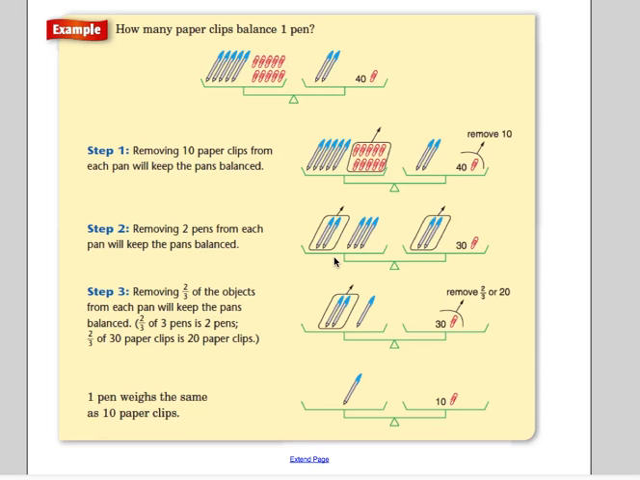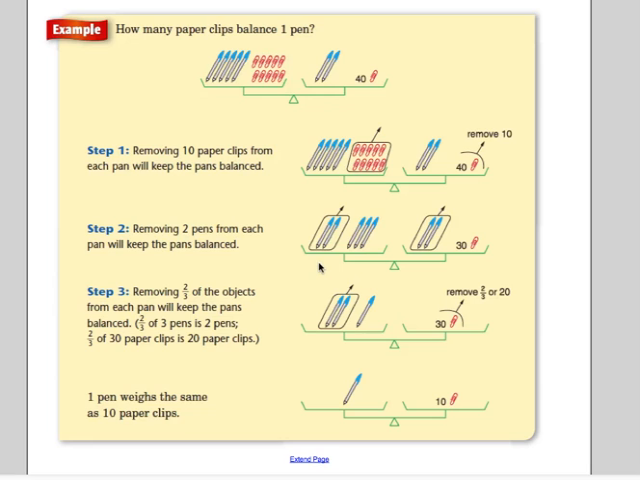Second step, I can remove 2 pens from each pan, and that will still keep the pans balanced, as long as I remove the same amount from each side. So if I take these 2 pens away and these 2 pens away, I'm still going to be in balance because I took off the same exact thing from both sides. Now, what I'm trying to do here in these steps is I'm trying to get it so that I have only pens on one side and only paper clips on the other side. That way I can see how they balance each other. So I'm going through these steps to try to figure that out.